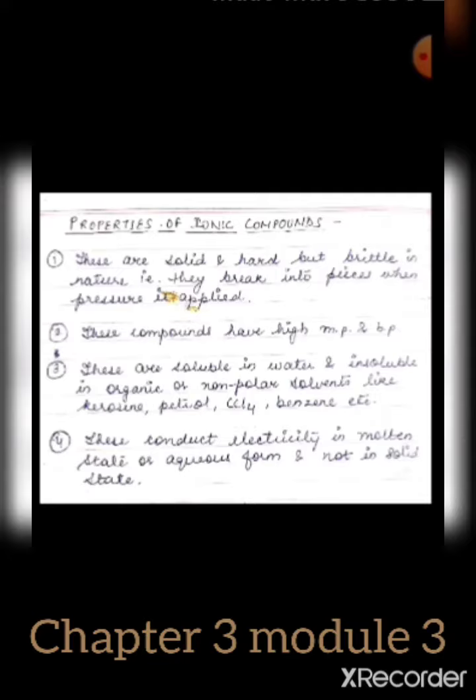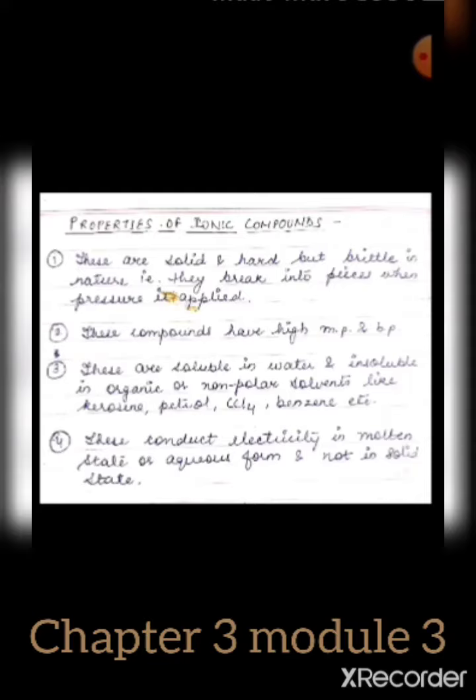As we have discussed before, ionic compounds are formed by gaining and losing of electrons. So there will be one cation and one anion. The attraction force present between them is known as the electrostatic force of attraction. As a result, the melting and boiling points of these compounds are high.